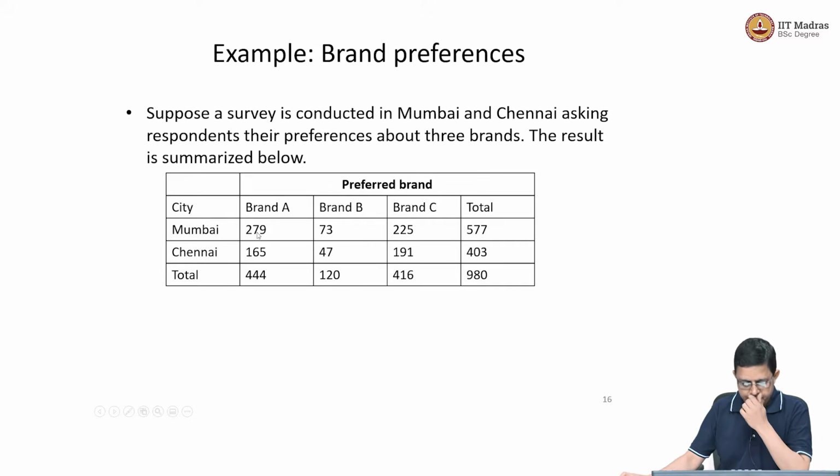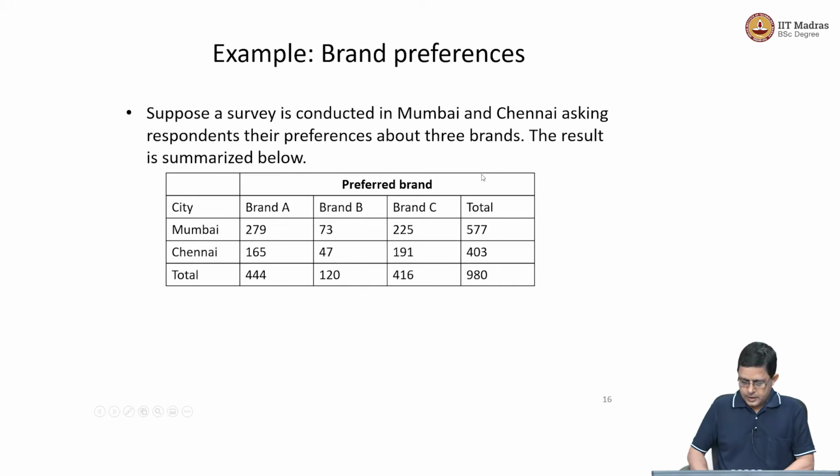So, 279 people in Mumbai said that they prefer brand A, 73 people in Mumbai said they prefer brand B, 225 people in Mumbai said that they prefer brand C. So, totally 577 respondents, and this was the breakup of their brand preference. 403 people were surveyed in Chennai, and their preference for brand A, B and C is in the second row, right. So, out of the 980 people who were surveyed, 444 said that they prefer brand A, 120 preferred brand B and 416 preferred brand C.